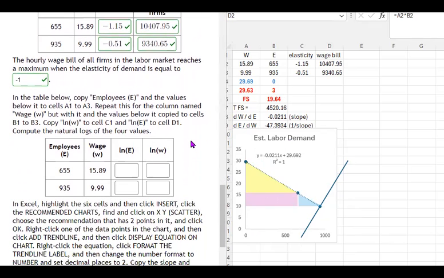Okay, so now what we want to do is we're going to log employment levels and log wage levels, re-estimate our labor demand curve, and the slope of the log-log model that results, that slope is interpreted as an elasticity, right? So what we're going to do here is we're going to do log E, and then we're going to do log wage, right?